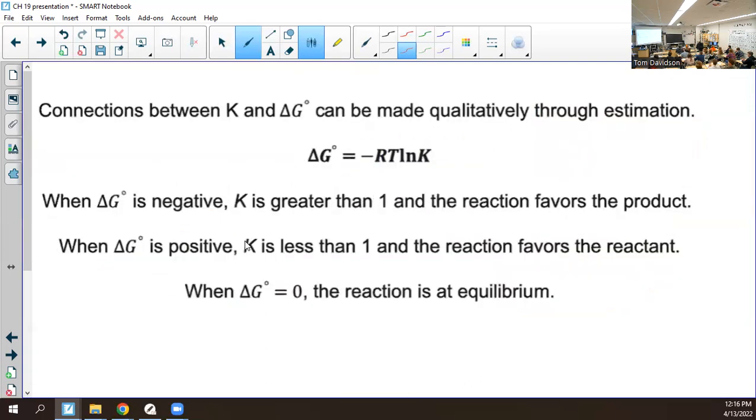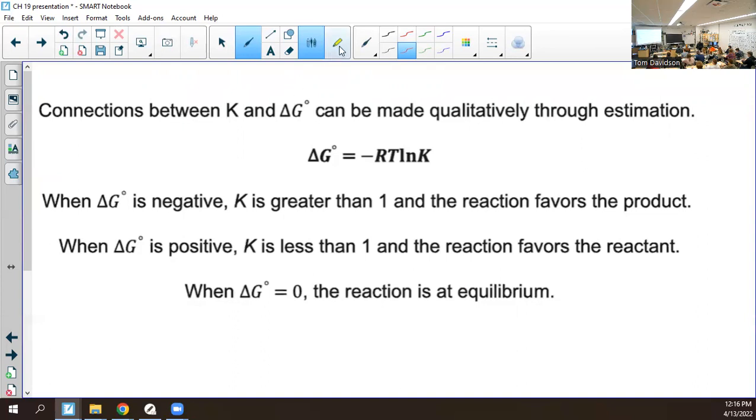Connections between K and delta G can be made qualitatively through estimation and quantitatively, but we can just look and think, all right, well, what would this do? When delta G is negative, K is greater than 1. All right, because if you take the ln of a negative number, it's a positive and then that blows it up. All right, or vice versa. When delta G is positive, K is less than 1, and the reaction favors the reactant.